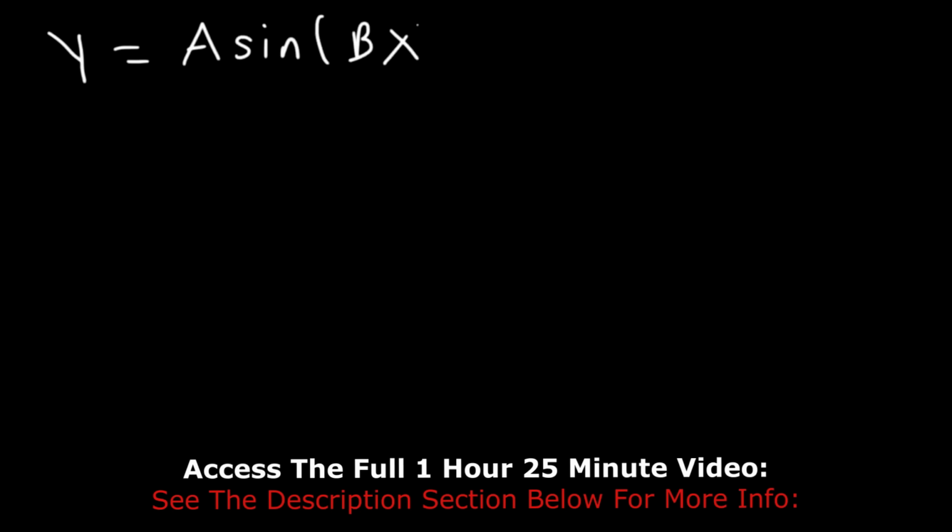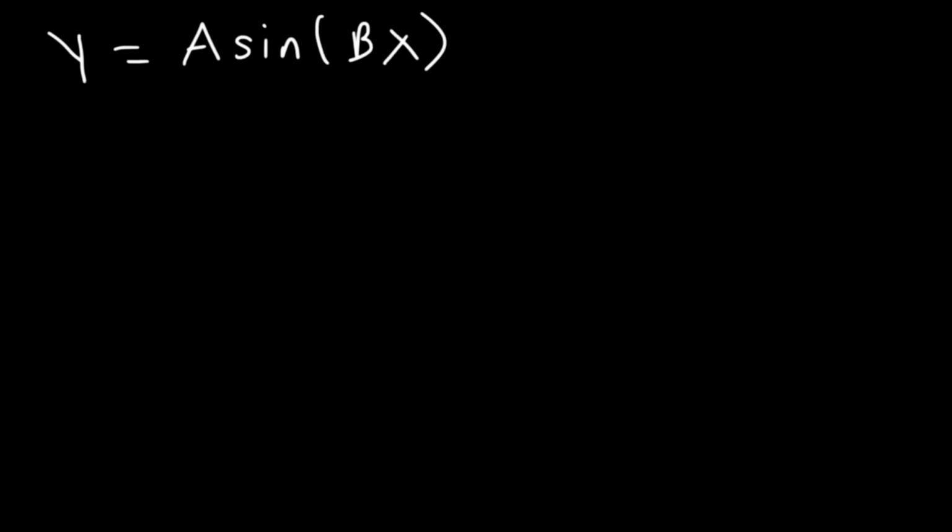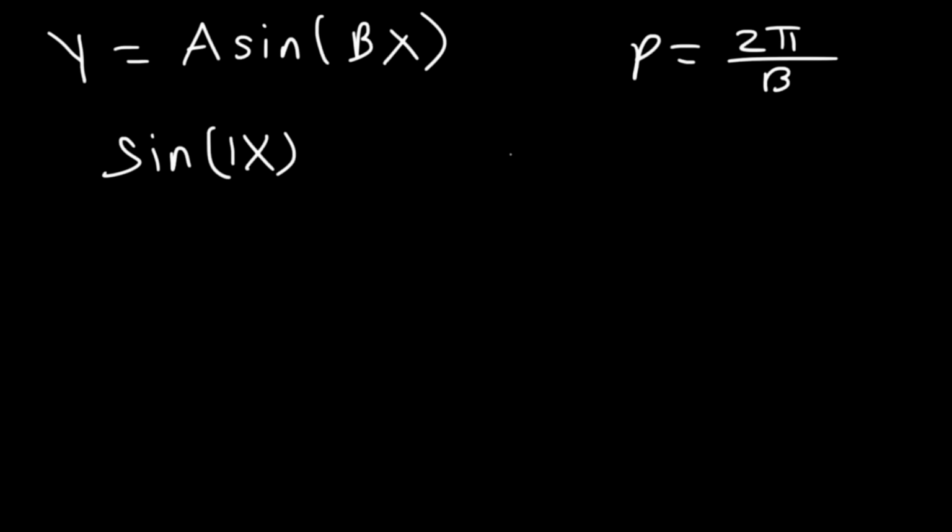Now let's talk about finding the period. So given this sine function, a sine bx, we know a represents the amplitude. Now b is not the period itself, but it's used to find the period. The period is 2 pi divided by b. So in the case of sine x, b was equal to 1. So the period was 2 pi divided by 1. Now let's go ahead and graph these two functions, sine x and sine 2x. Let's see what effect b has on the graph.